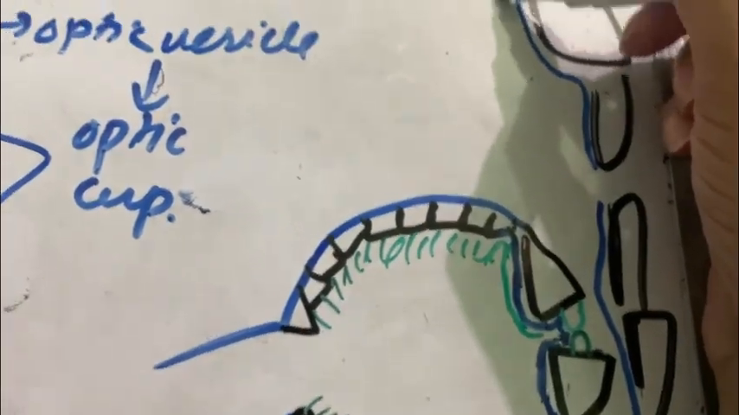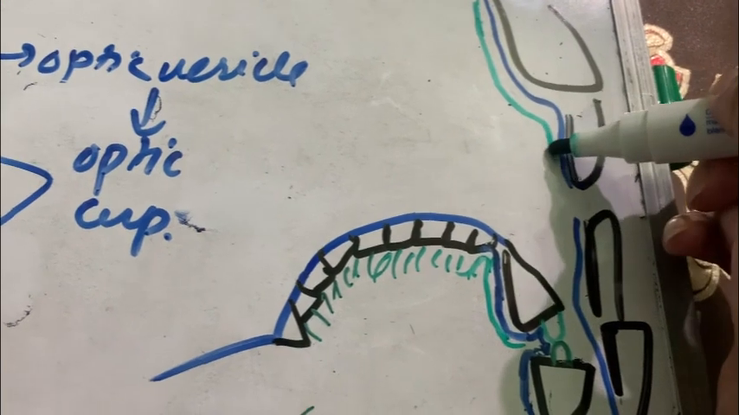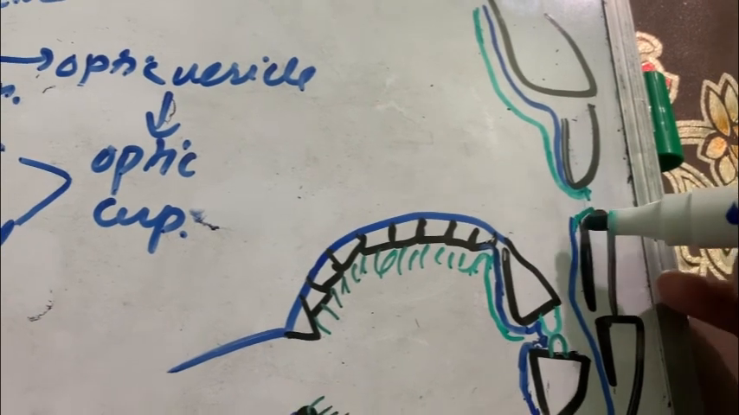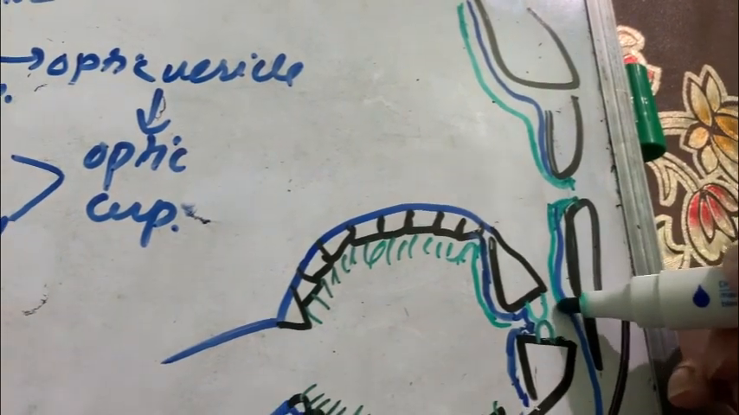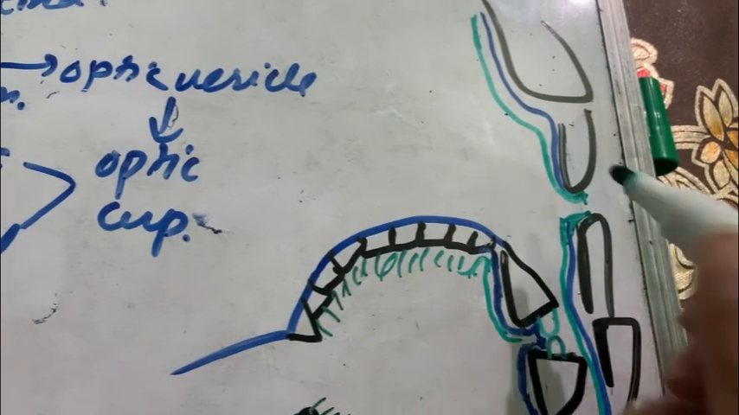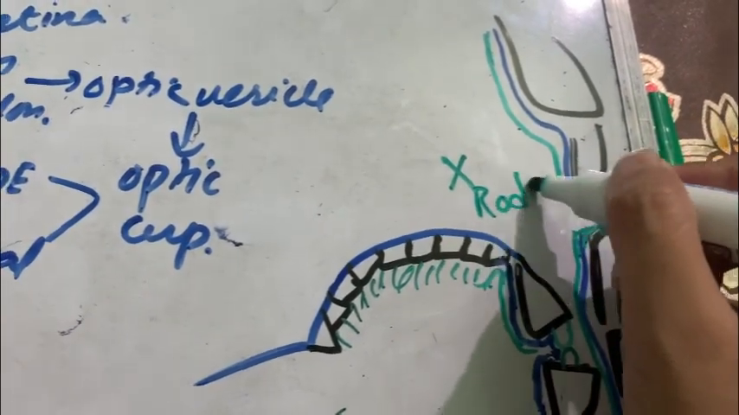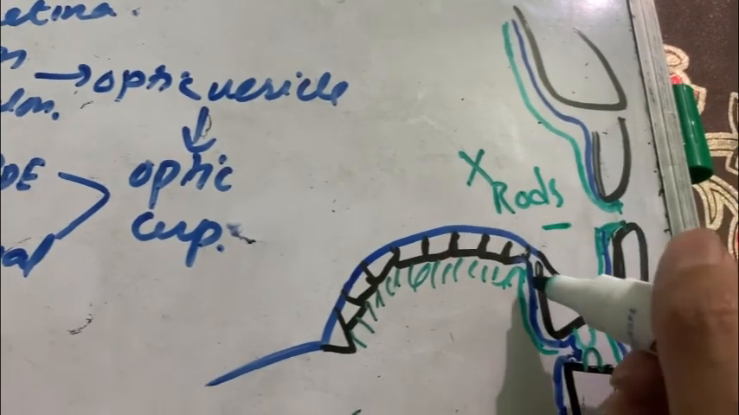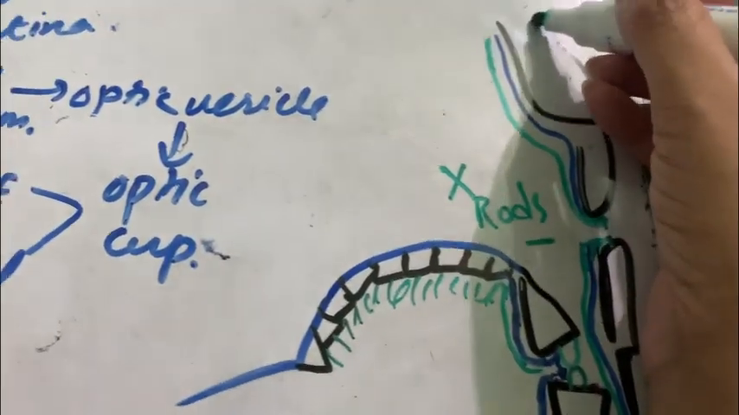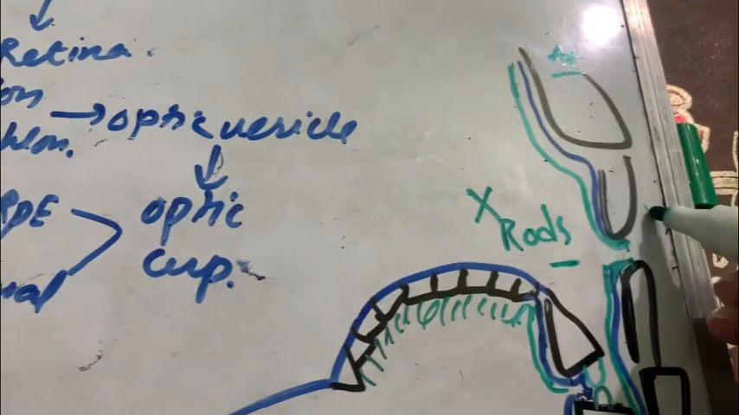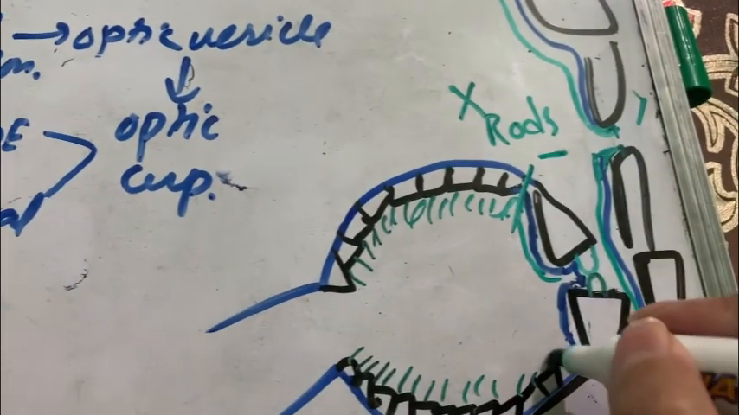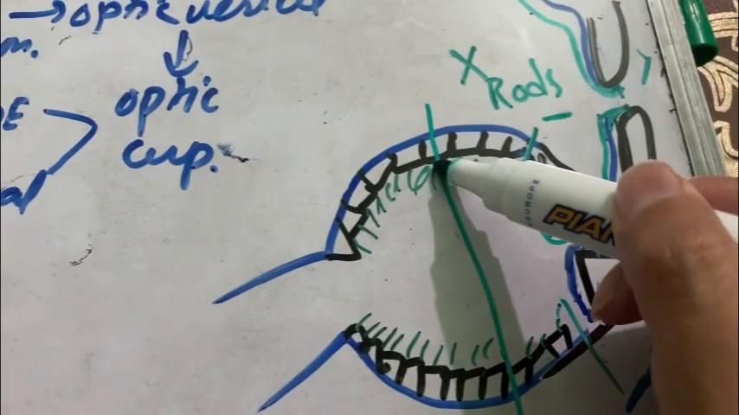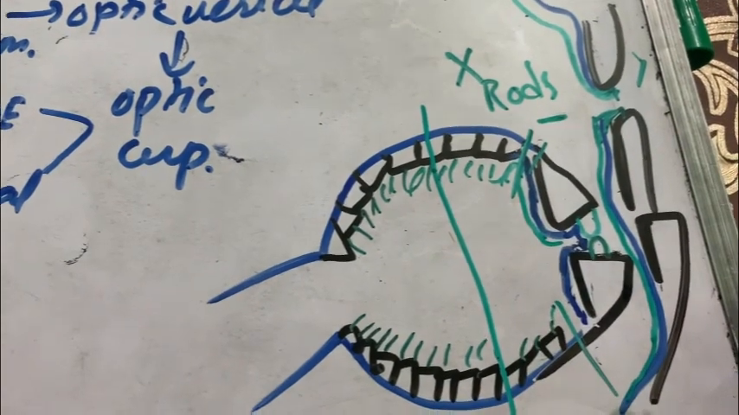like this. Also continues with this till here, but this part of the neural layer does not contain rods and cones. That's why it is called the non-photosensitive part of the retina that keeps on continuing at the level of the ciliary body and iris, and the photosensitive part terminates at the ora serrata that is present between the equator of the eye and the iridocorneal junction.